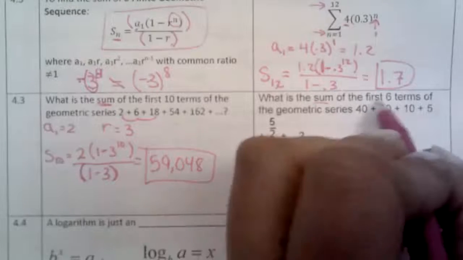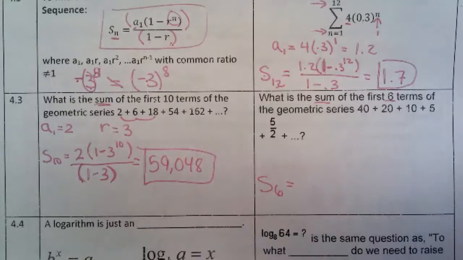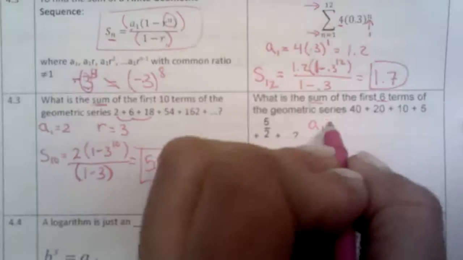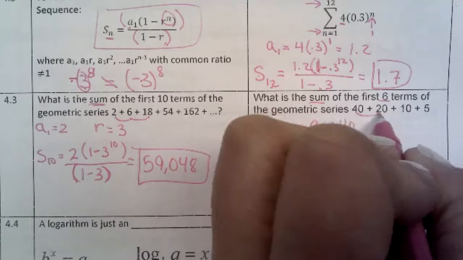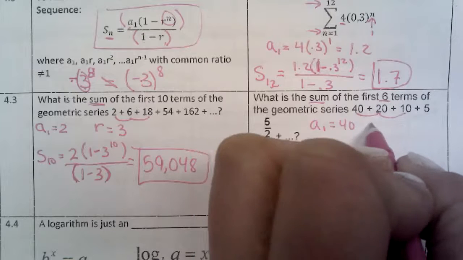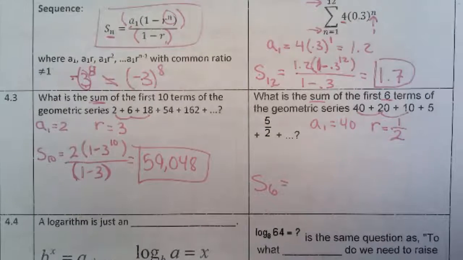Okay, this next one, the sum of the first 6 terms. So we're looking for S sub 6. Our A1 is 40 here. And here I'm dividing by 2 each time. But remember, I always write it as a multiplication. So I'm multiplying by 1/2.